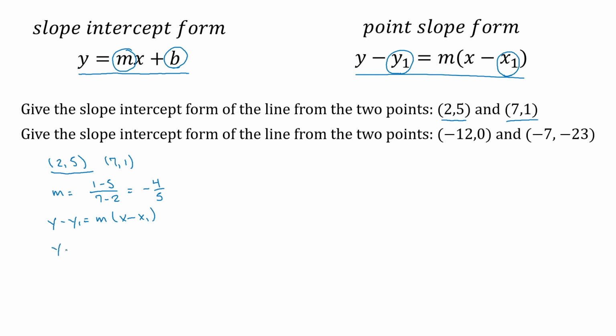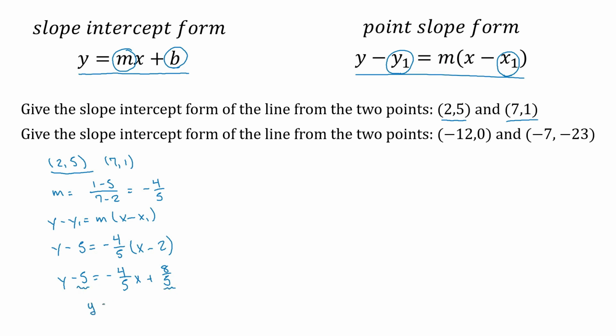I will go ahead and use my first point. So that is going to give me y minus 5 is equal to my slope, which I just calculated, times x minus 2. All I need to do now is a little bit of algebra, combine like terms, and I will get my slope-intercept form. So the left-hand side of my equation stays the same. I'm going to distribute here, plus 8 over 5.